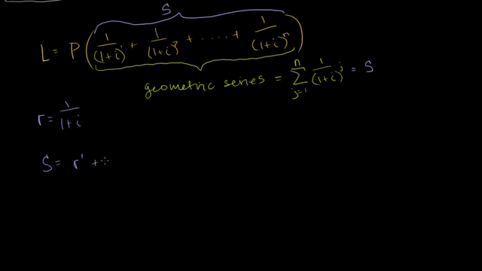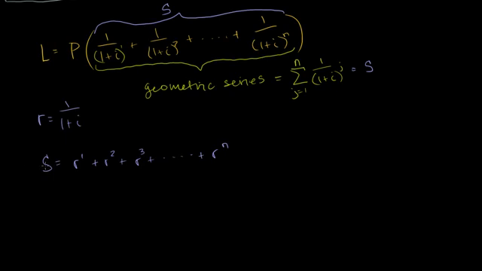So this is plus r squared plus r to the third plus all the way, this is r to the n. Plus r to the n. And now I'll show you a little trick. I always forget the formula, so this is a good way to figure out the sum of a geometric series. Actually, this could be used to find the sum of an infinite geometric series if you like. But we're dealing with a finite one.